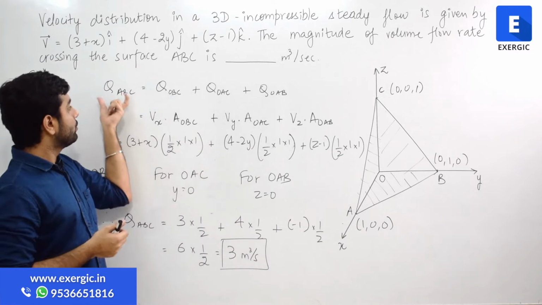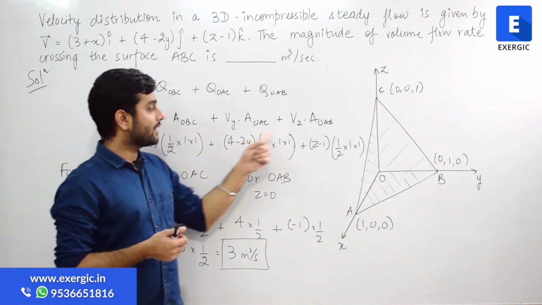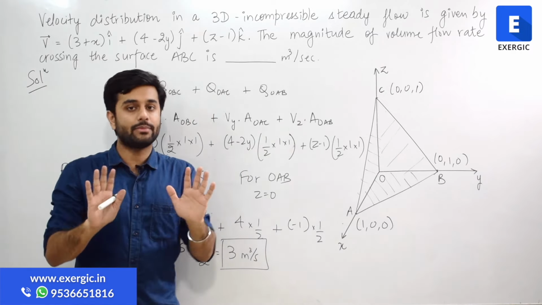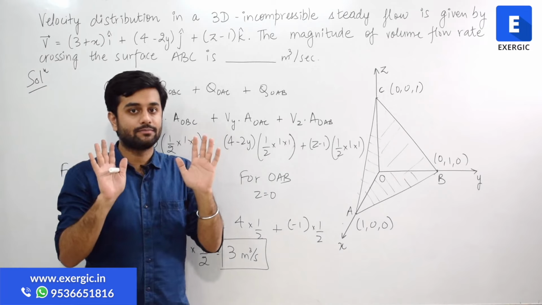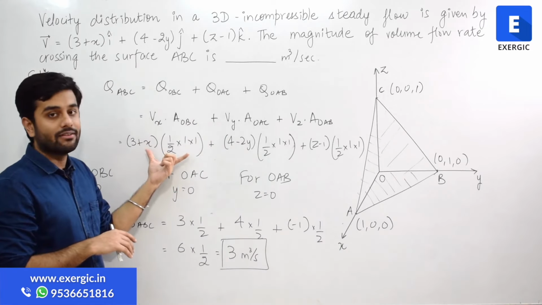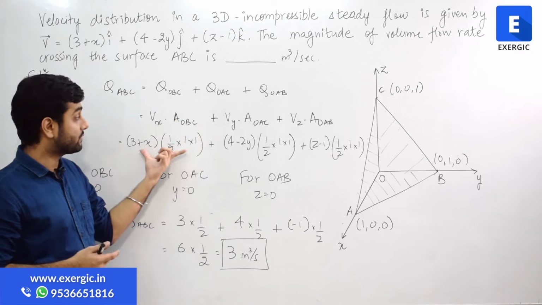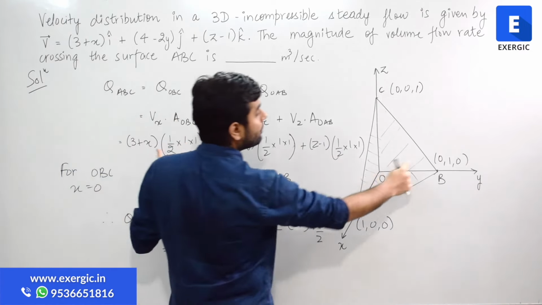To find out Q of ABC, we need to have the values of x, y and z. How to know that value? Apply basic mathematics, very basic mathematics. This expression we have written for which plane? For OBC plane, right? The first one. Where is OBC plane? O, B and C.